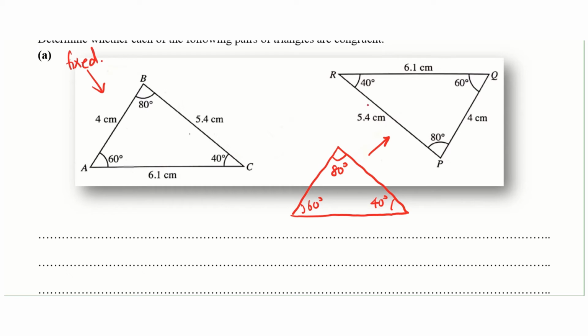I'm trying to rotate this one here. I noticed that the one on the right, I have 80, 40, and 60, which are the same angles over here. So what I will do now, after I have put in the angles already, is put in the letters. 80 degrees matches with corner P, so I will have the P here.